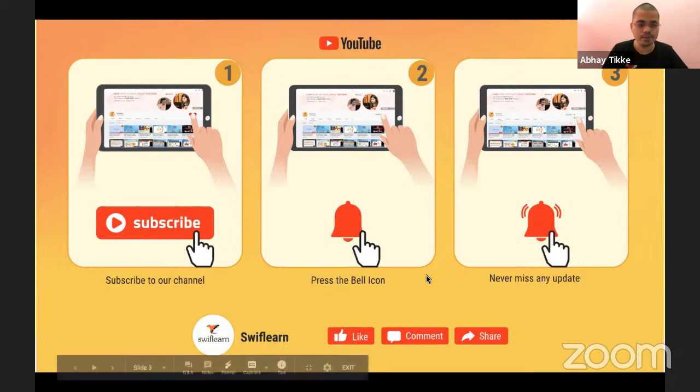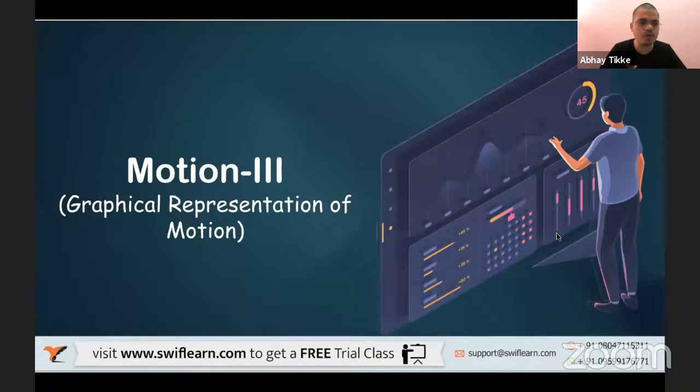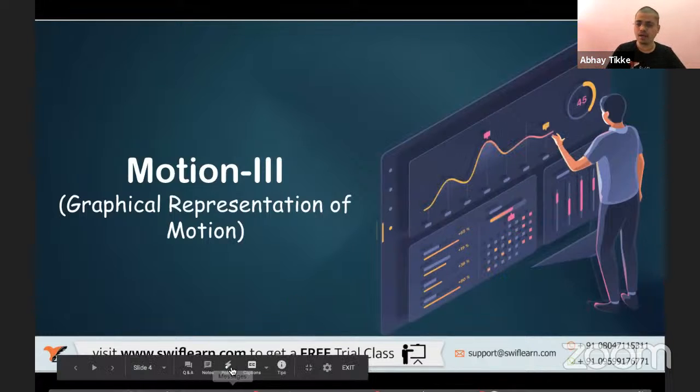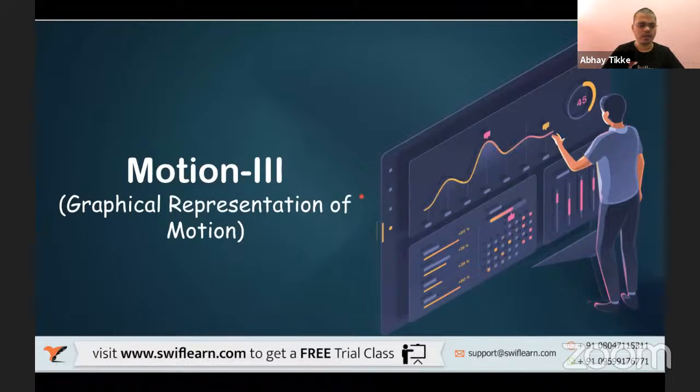Okay, so fine. So should we start? Yes. Motion part 3, and we are going to discuss the graphical representation of motion. As you can see, this person is holding a graph, right? Everyone might know about graphs. Graph के बारे में पता होगा सबको. This is your graph basically, right? So it has two axes, x and y axis, right? We are going to discuss that in detail.